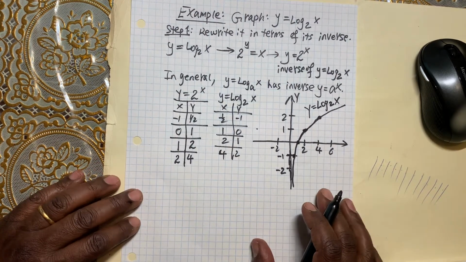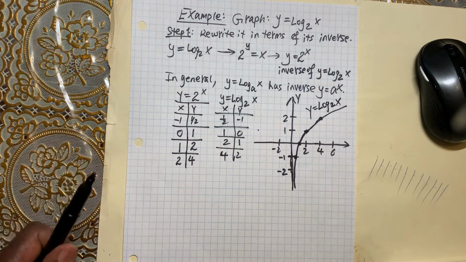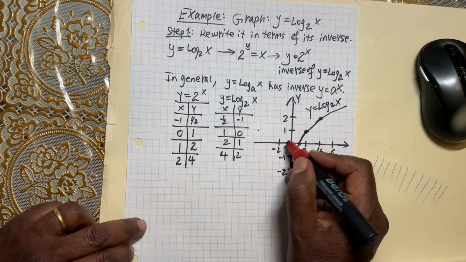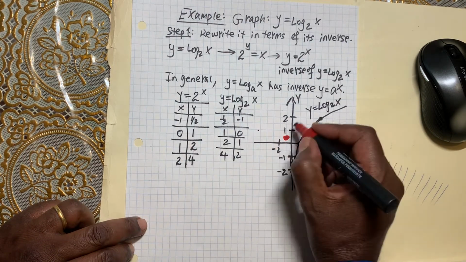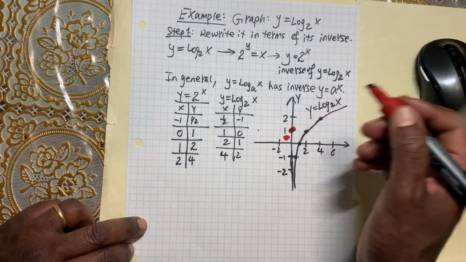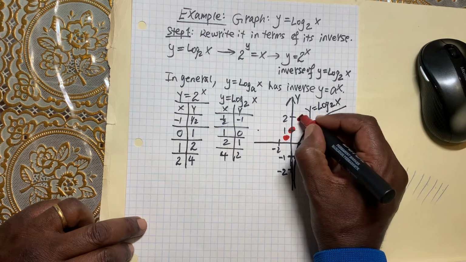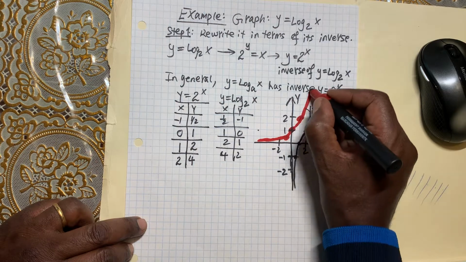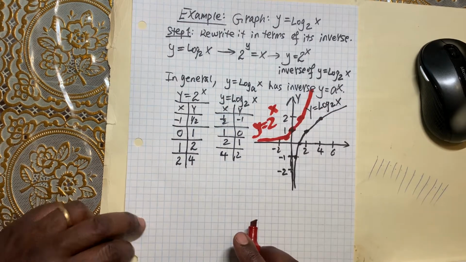Okay, so now if you take y equals 2 to the power of x, you can graph it. When x is negative 1, it is 1/2 here. When x is 0, it is 1. When x is 2, for instance, it is 4. But when x is 1, it is 2. So anyway, this was the graph of y equals 2 to the power of x.